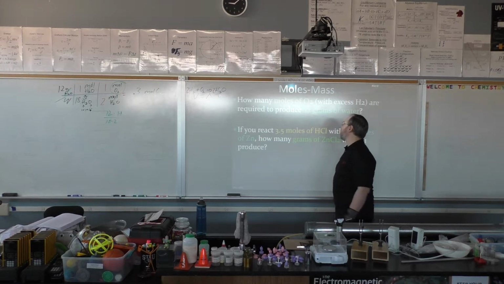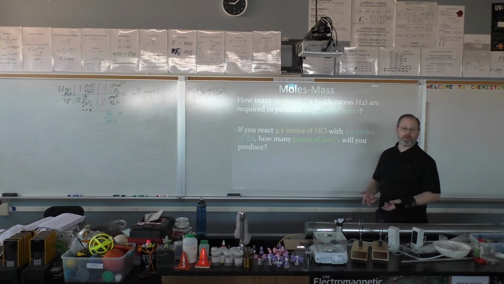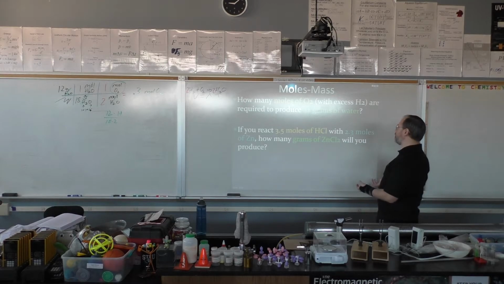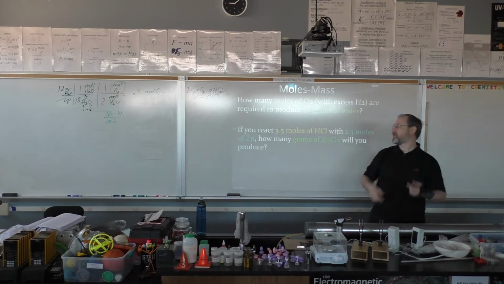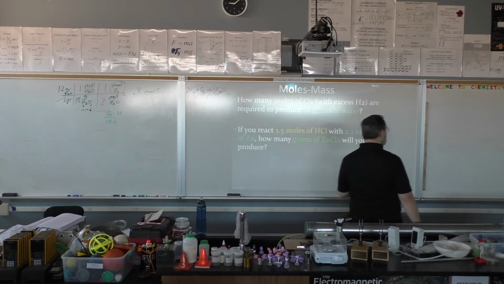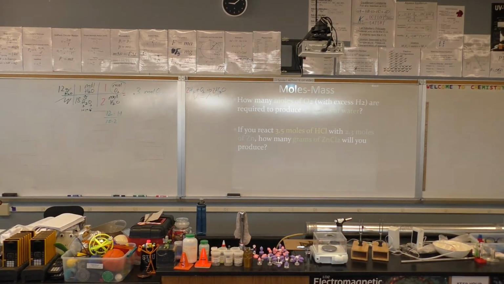If you react 3.5 moles of HCl with 2.3 moles of zinc, how many grams of zinc chloride will you produce? Oh no. I'm given 2 reactants. What do I do? 2 T-charts, exactly. If I got 2 reactants, I'm making 2 T-charts. I'm also going to turn on the lights so you can see your calculators and I can see the board.